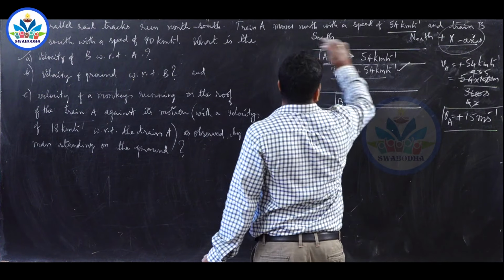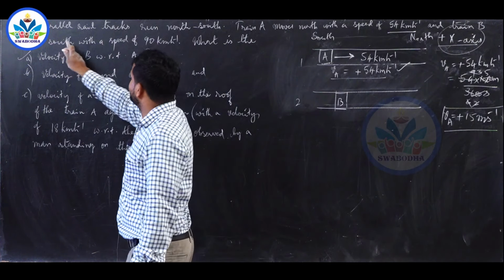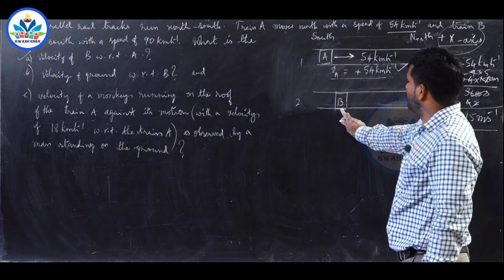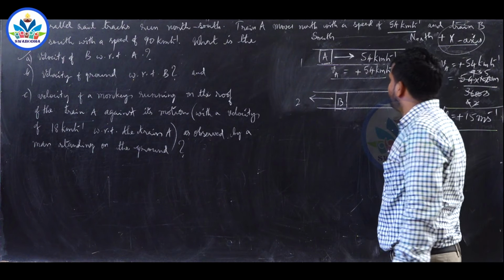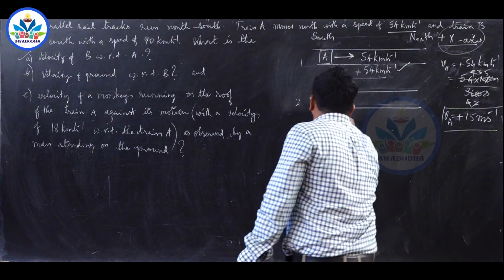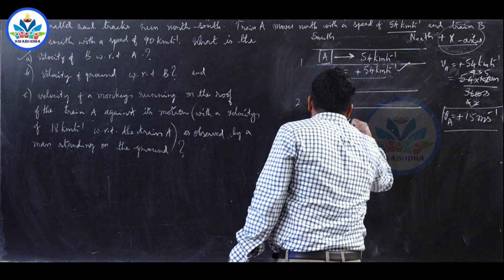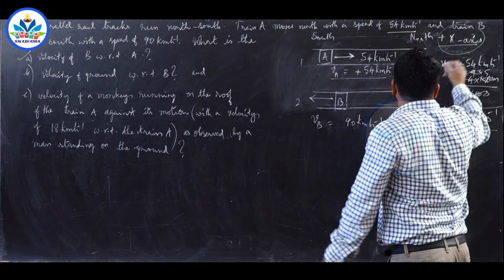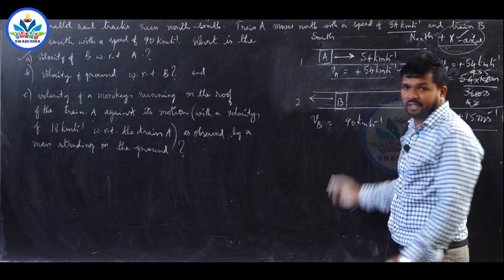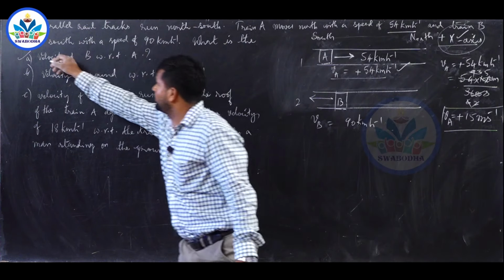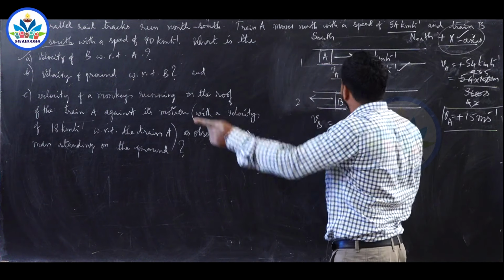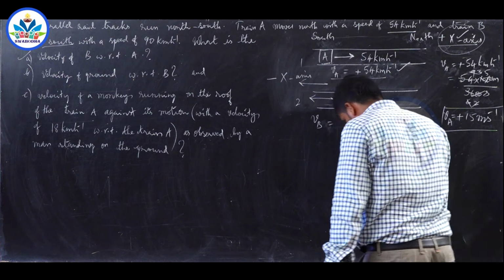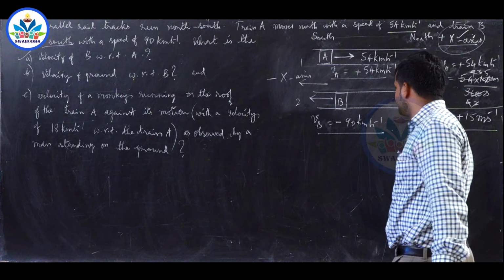Okay, next. Train B moves south with a speed of 90 km per hour. Train B moves south like this. It is moving in the negative x direction with a speed of 90 km per hour. From south to north is positive, so train B moves from north towards south. This is the negative x-axis direction. Therefore VB will be negative, minus 90 km per hour.